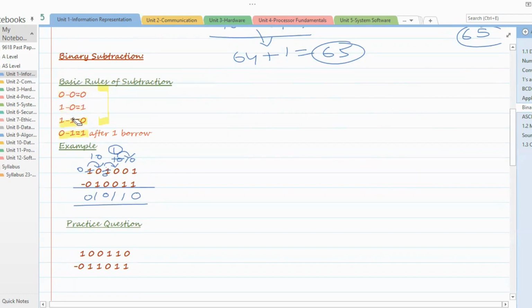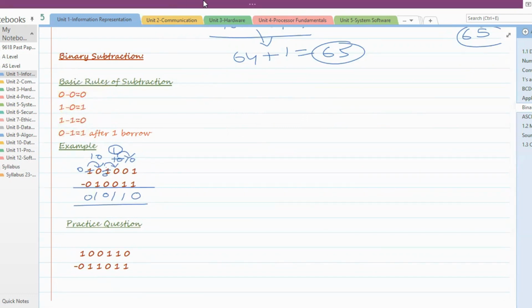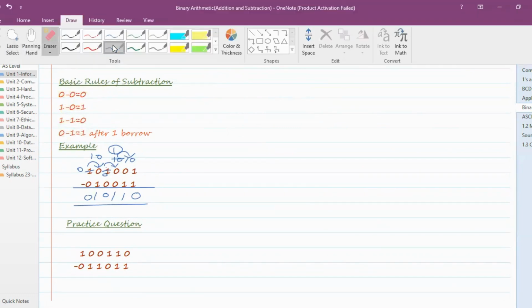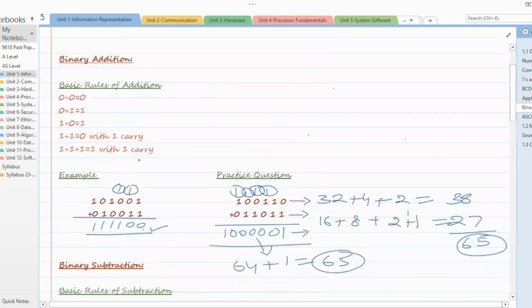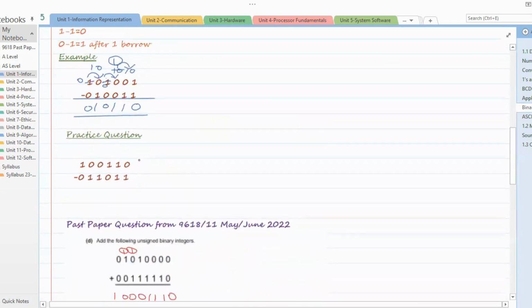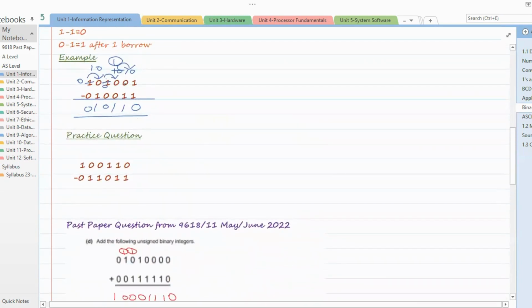Now, let's understand this with the help of an example, right? One is solved for you and one is a practice question that you can do. Okay, here 1 minus 1 is 0. So 1 minus 1 is 0, right? Sorry. 1 minus 1 is 0. Then we have 0 and we have to borrow, that means. But we can't borrow from here because this is also 0.